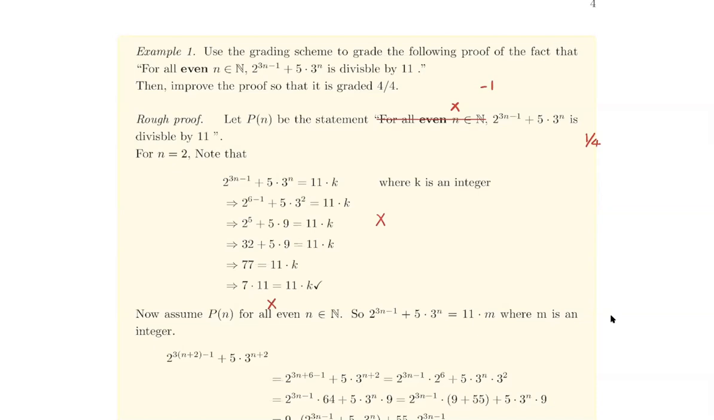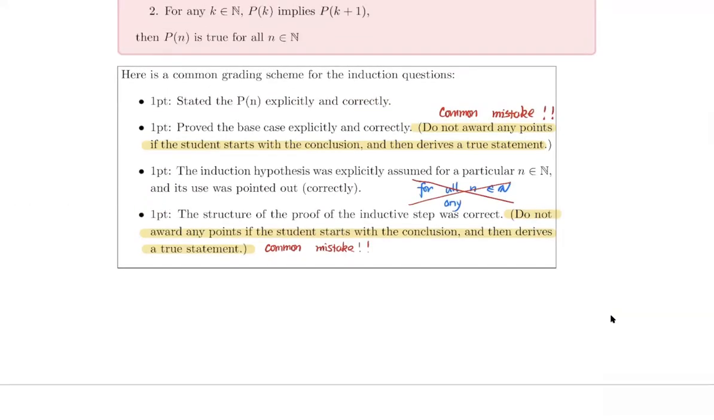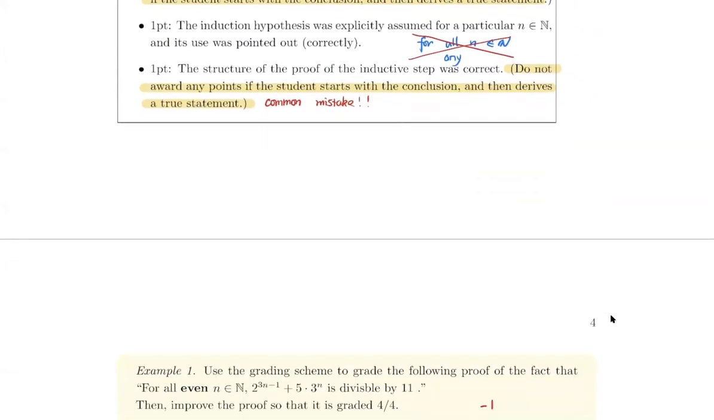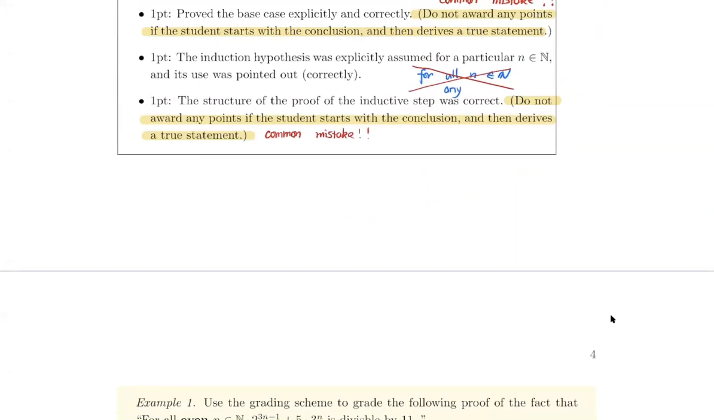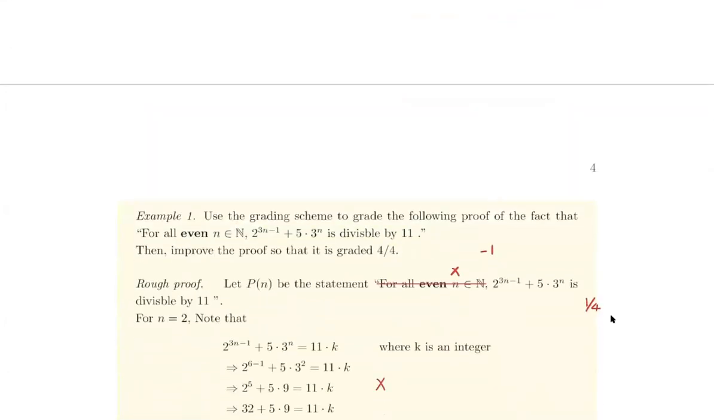Second, someone asked me why the base case is wrong. So let's go back to the marking scheme. The marking scheme says: prove the base case explicitly and correctly. Do not award any points if the student starts with a conclusion and then derives a true statement. That's where the mistake is, because the proof started with a conclusion. So that answers one of your questions.